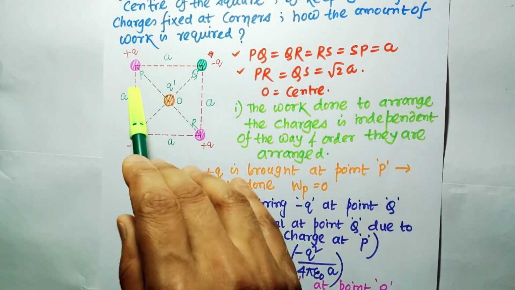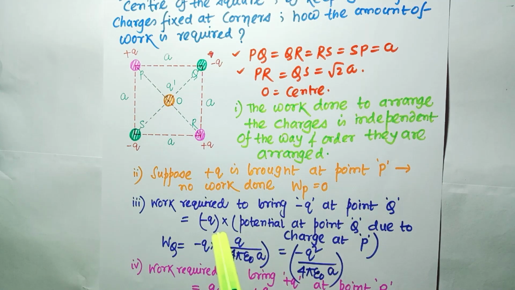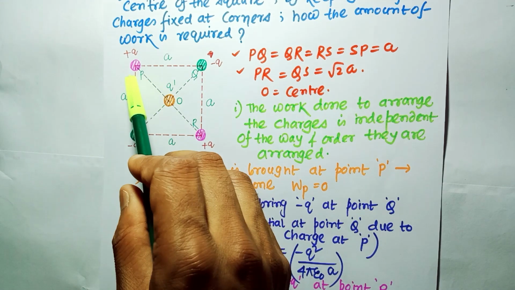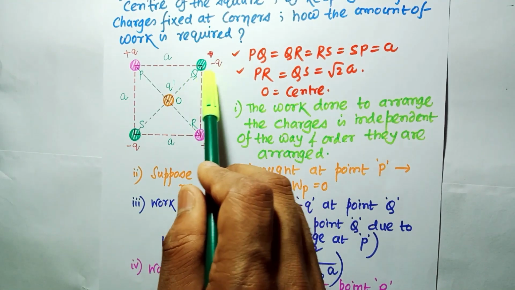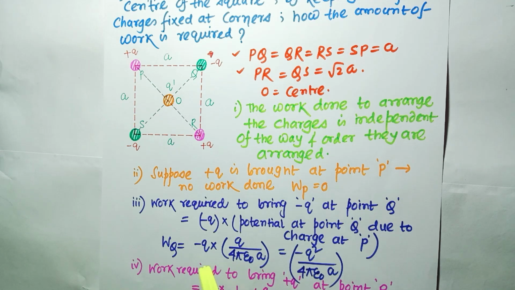After that, suppose I bring the minus Q charge from infinity to the point Q. How much work is done? The charge is minus Q, so minus Q times the potential at the point Q due to the charge at P, because initially there is the plus Q charge. It will produce its own potential at the point Q. If I bring the minus Q charge, it will experience the force due to the plus Q charge. So WQ is equal to the charge value minus Q times the potential due to the charge plus Q at the point P. It means minus Q times Q by 4 pi epsilon naught A, which is minus Q square by 4 pi epsilon naught A.